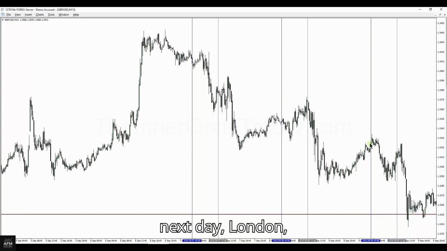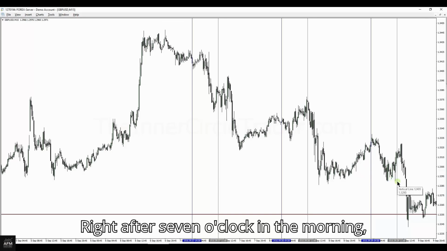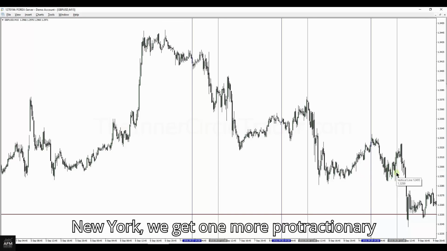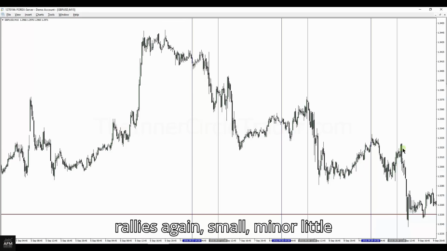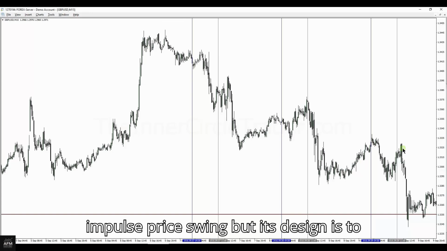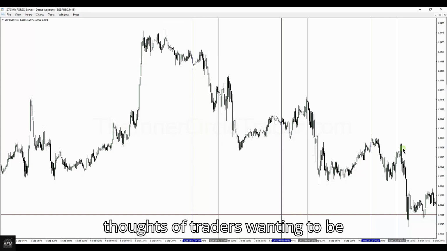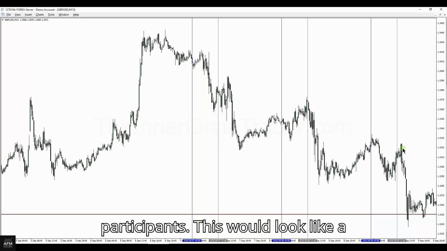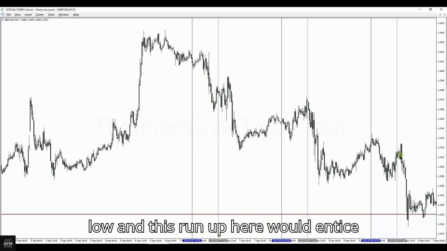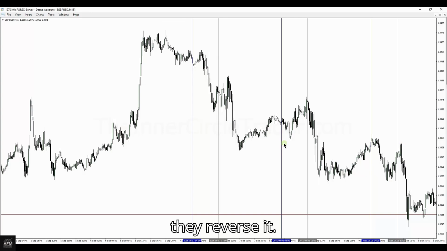The next day, London, we see an initial rally after the midnight candle, and then it trades lower. Right after 7 o'clock in the morning, New York, we get one more protractionary state in the marketplace where the market rallies again. Small, minor little impulse price swing, but its design is to manipulate the sentiment and or the thoughts of traders wanting to be participants. This would look like a low, and this run up here would entice buyers in the New York session, and then they reverse it.